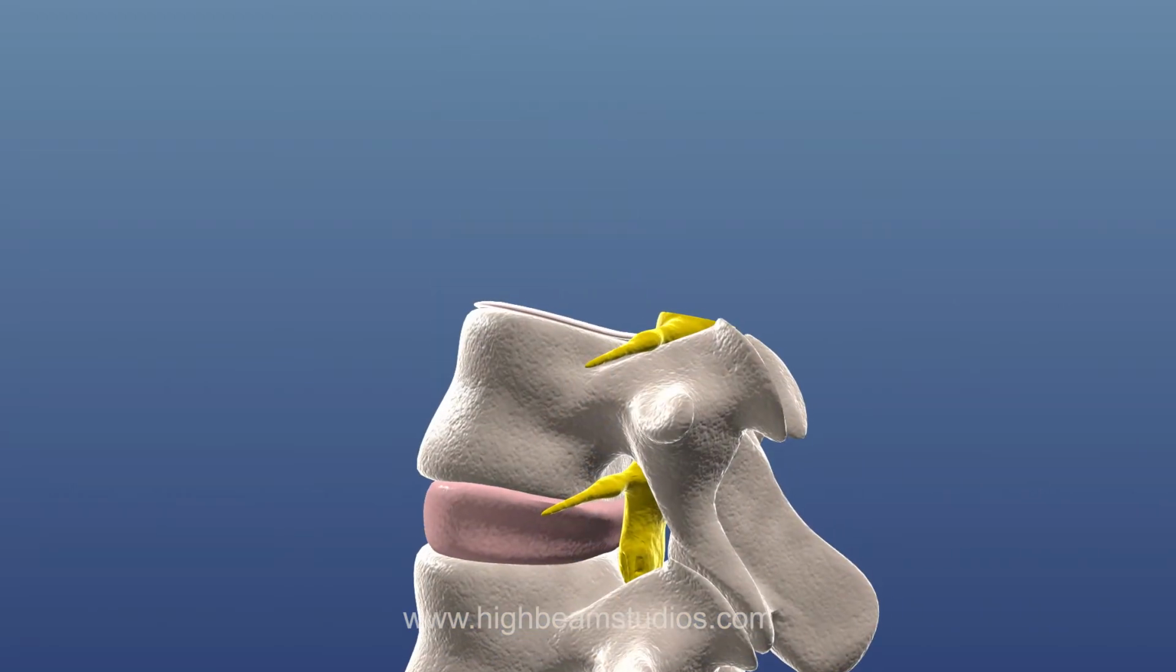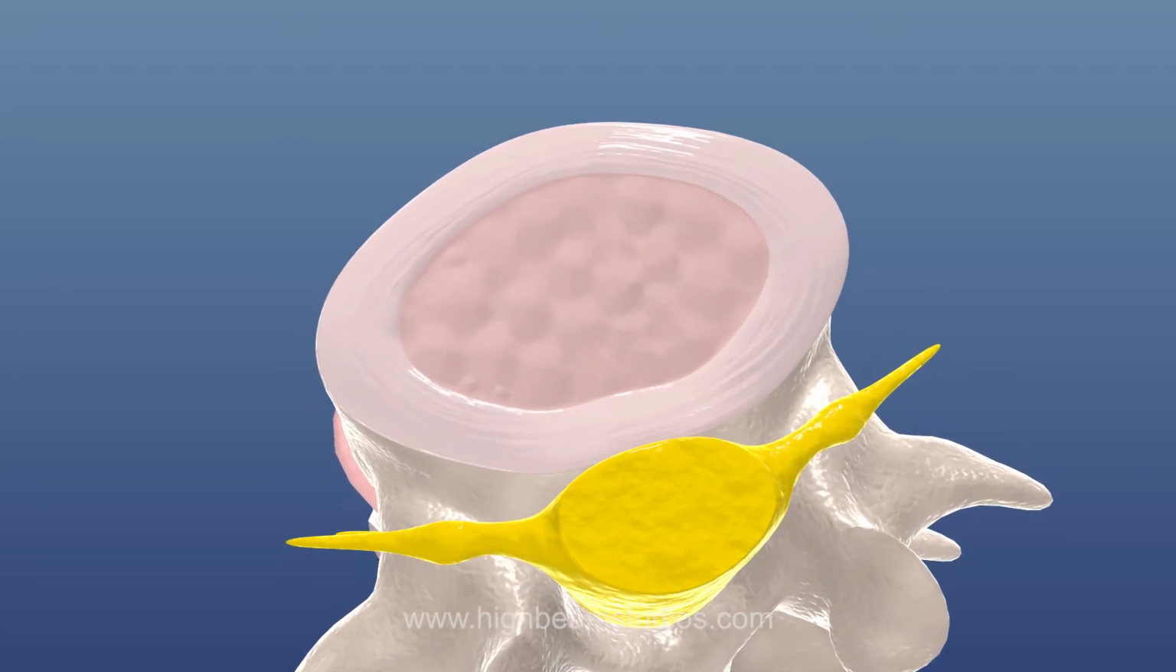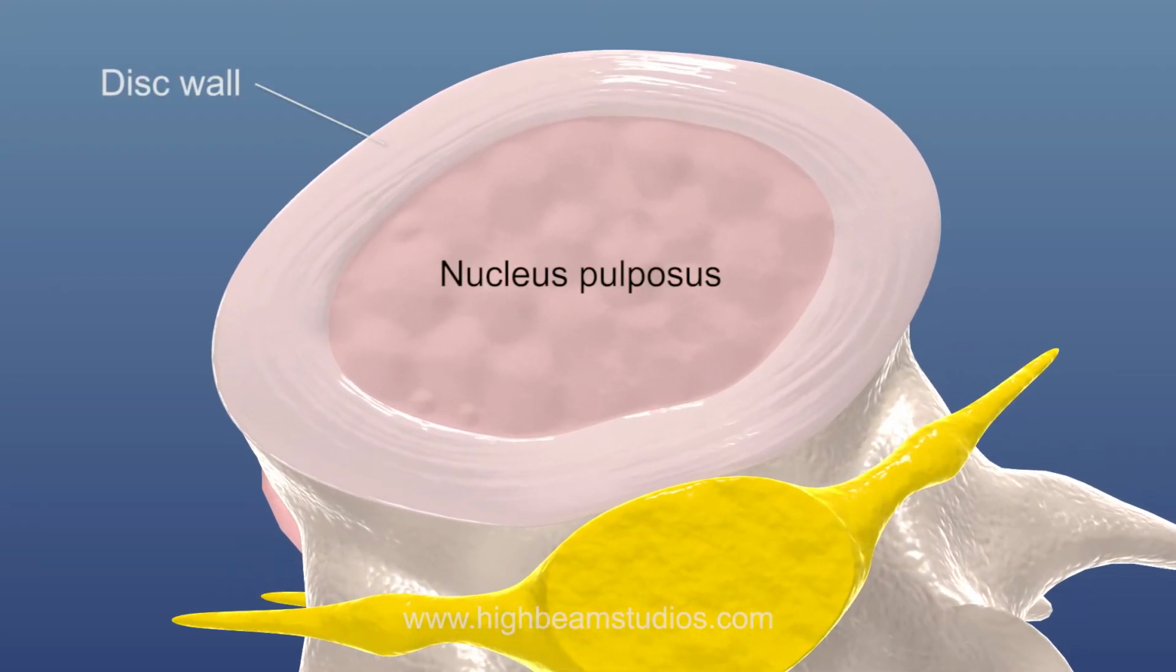This condition can develop from normal aging, but also can be caused by a traumatic injury to the back. When small tears begin to appear in the disc wall, it can cause pain. As those tears begin to mend, scar tissue develops in its place.